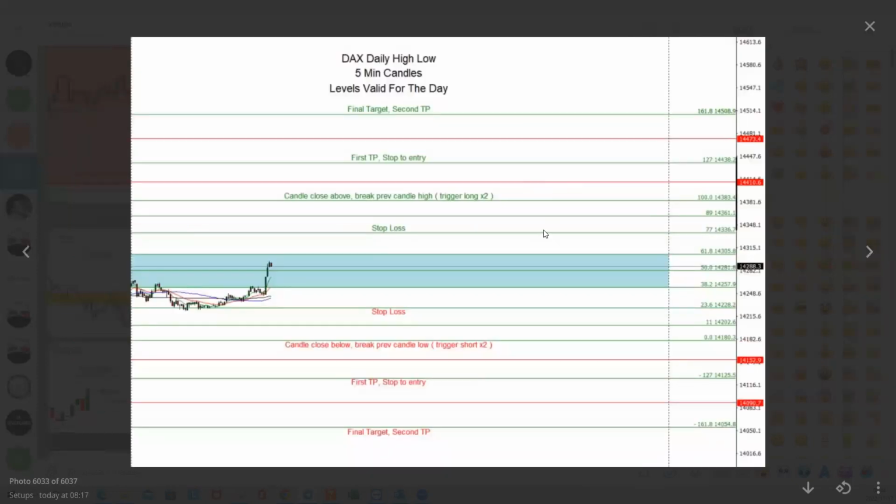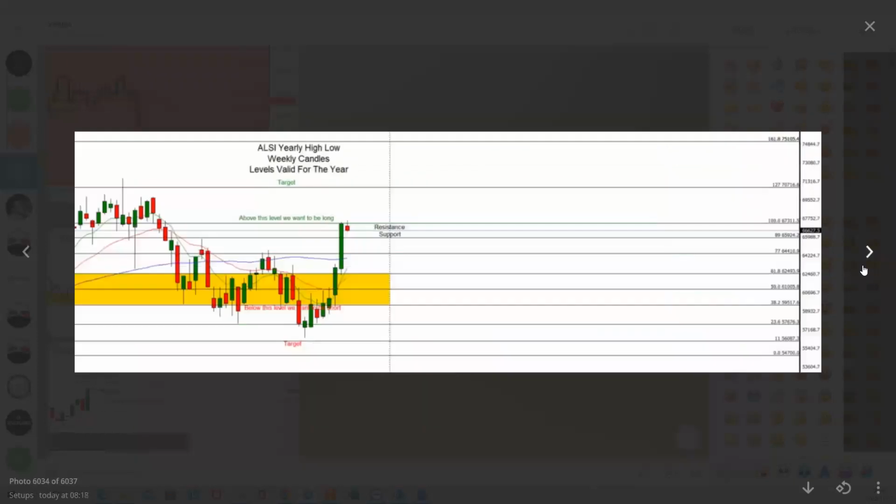On the DAX daily high-low, currently between levels of 50 and 61.8 as support resistance. If you look at the moving averages, 8 is above 21, above 50. That's indicating trend is up. Same story, above 100 long, below 0 short. So with the trend being up, I'm only looking for a long above 100. So candle close above the 100 level, break previous candle high to aim for the 127 first TP, 161.8 second TP, stop loss being at the 77. Remember, guys, same rules apply with the red lines.